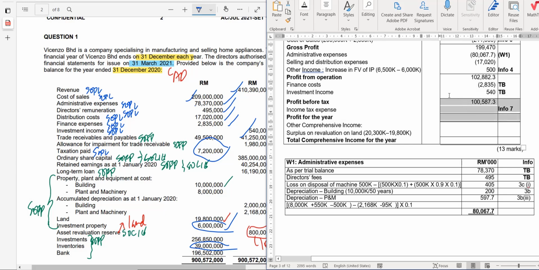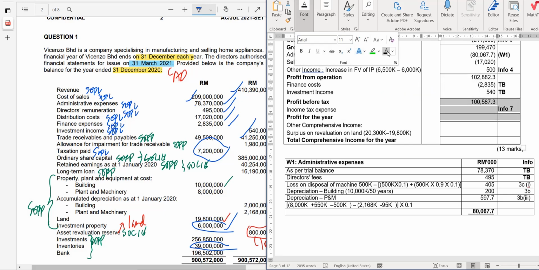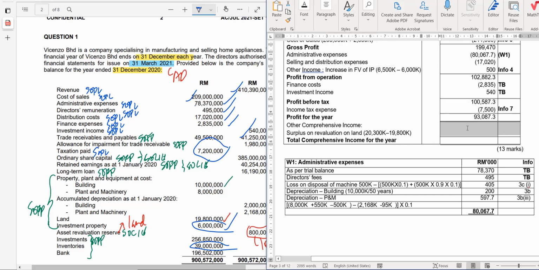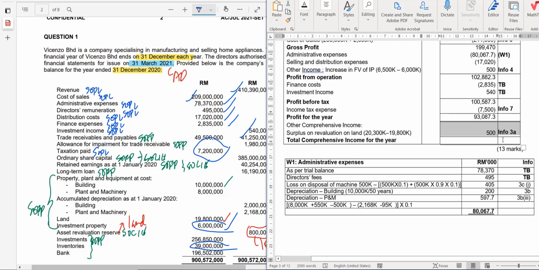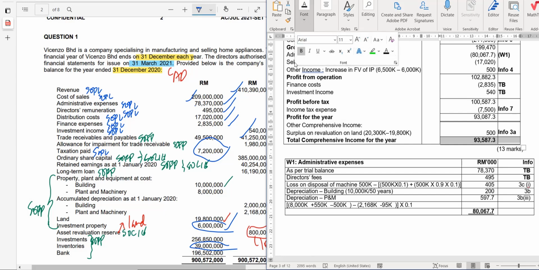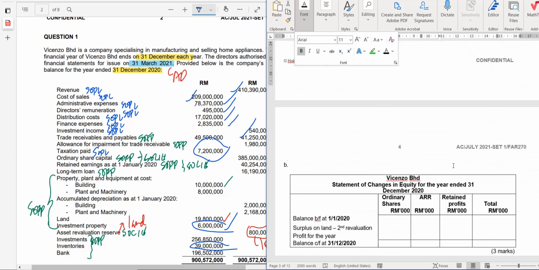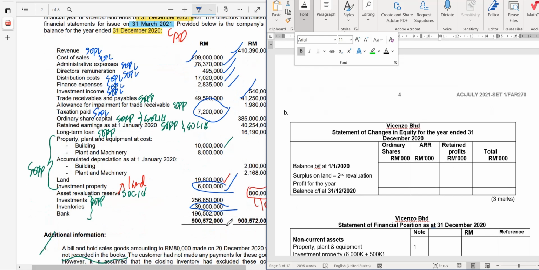Profit for the year would be 93,087.3, and for this part you have to include your revaluation surplus of land. Remember, we have done it earlier, and your total comprehensive income would be this much. So we are done with the first item, which is the statement of profit or loss together with the working. Next, we go on to the statement of changes in equity.